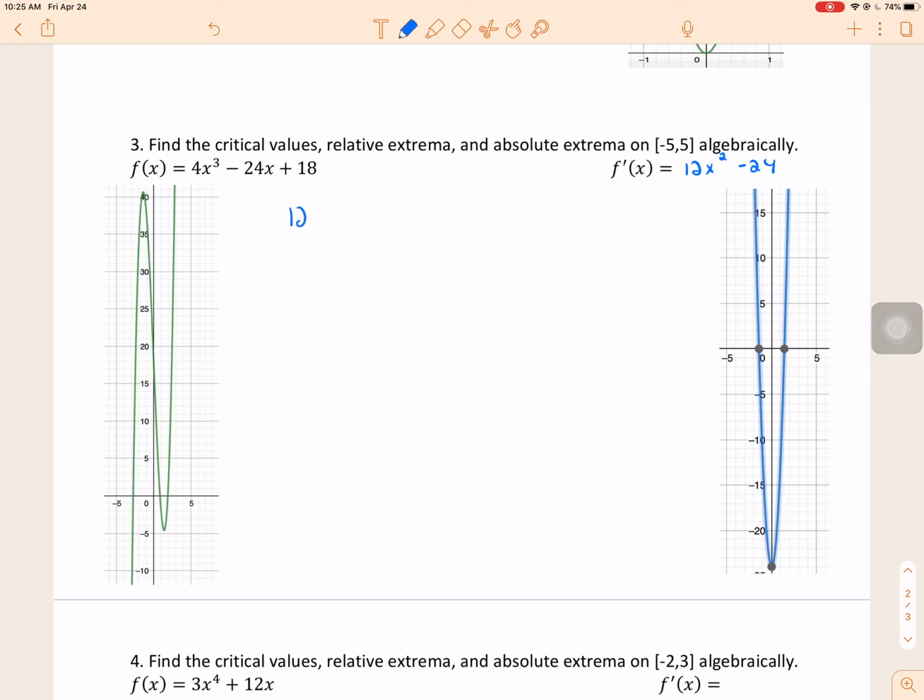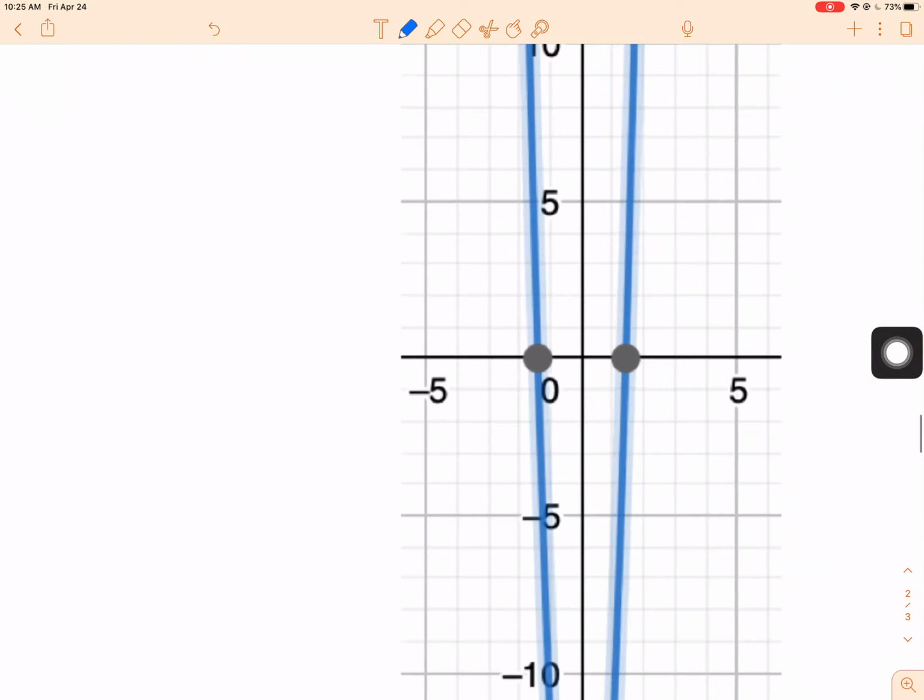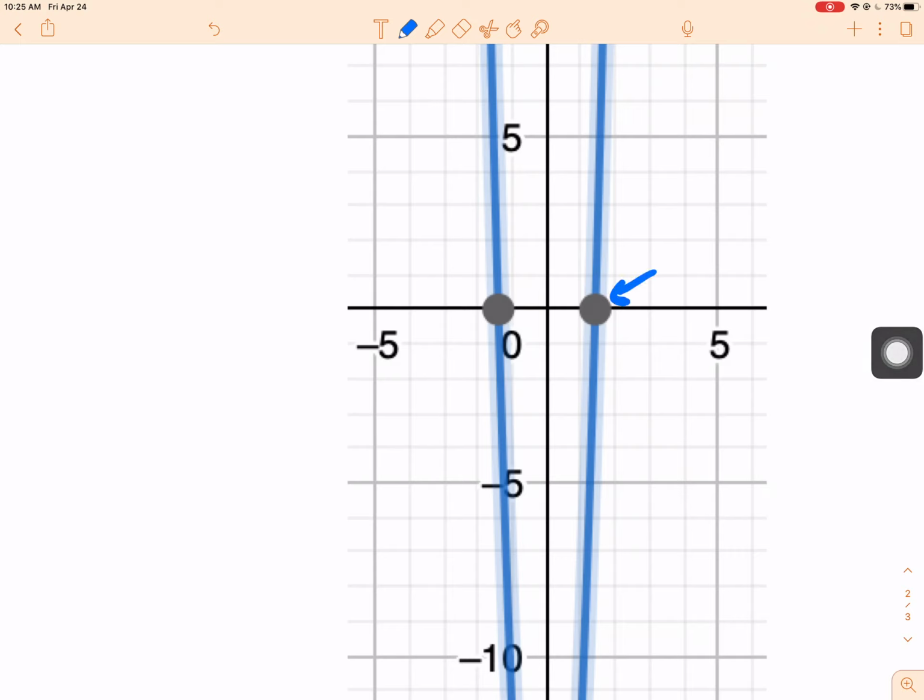Let's find our critical values. So we get 12x squared equals 24, x squared equals 2. You get x equals plus or minus rad 2. Now, what does that plus or minus rad 2 represent? Well, remember, when you set a function or an equation equal to 0 and solve, you're finding the roots. So these 2 points right here are going to be rad 2 and negative rad 2.